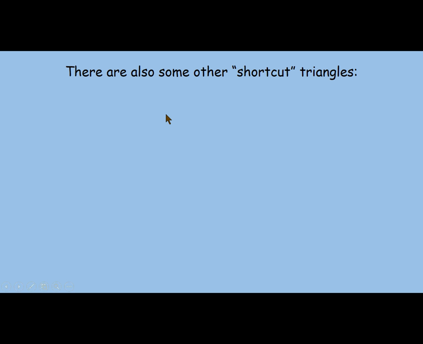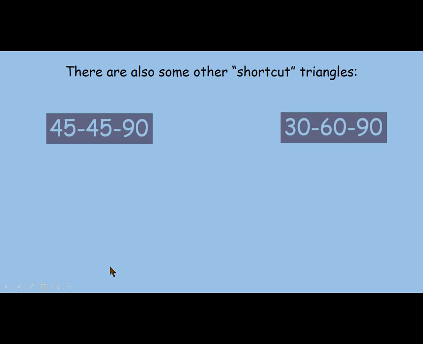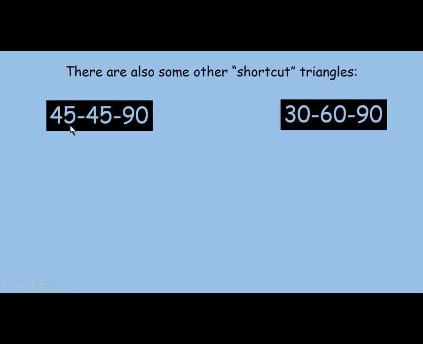Okay, next we're going to talk about the other shortcut special triangles. And the other ones have to do with a mix of Pythagorean theorem and something called trigonometry, which we'll get to later in the year. And the 2 other shortcut triangles are called the 45, 45, 90 and 30, 60, 90. These are not Pythagorean triples. These do not work in the Pythagorean theorem. They're totally different, but they do have something to do with the Pythagorean theorem.